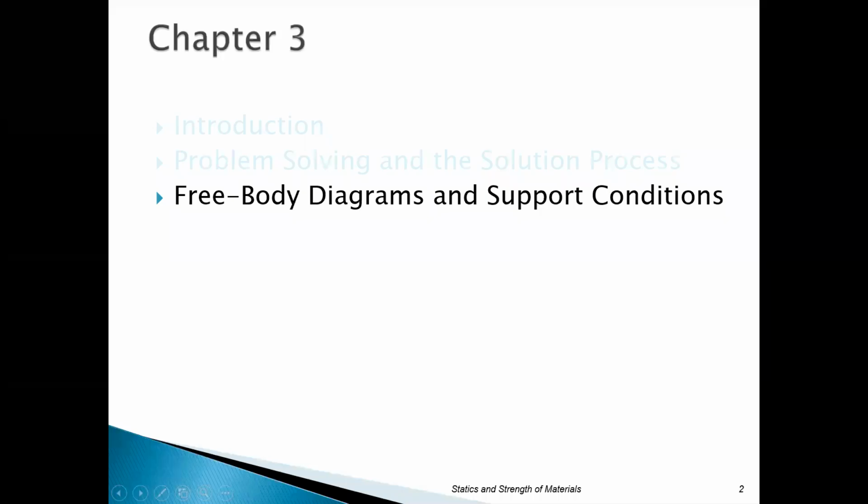All right, so I started the process. All right, so yeah, free body diagrams.